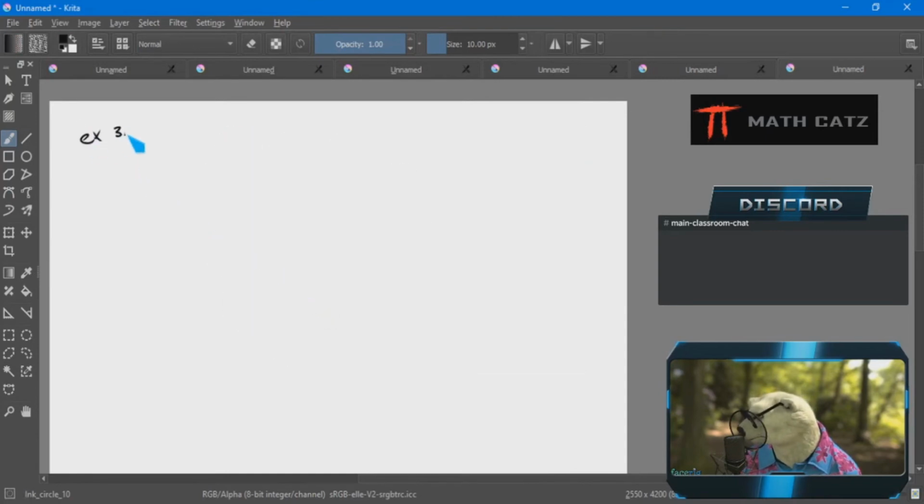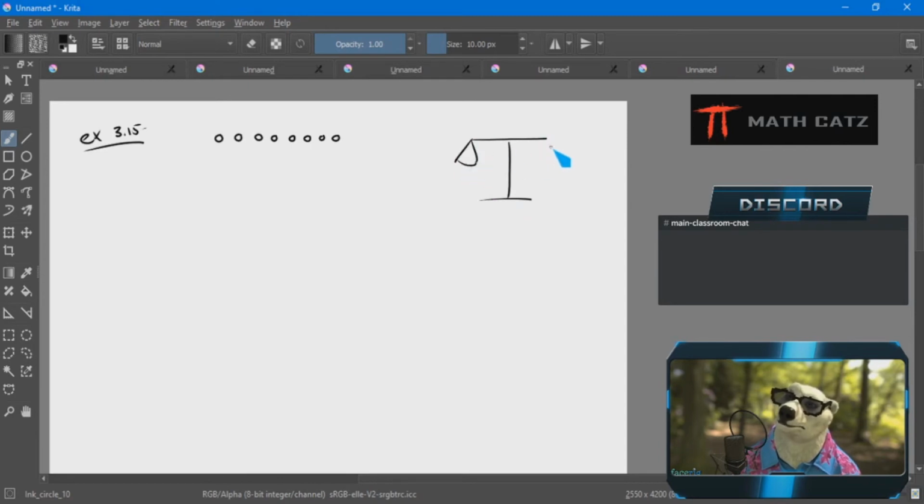Example 315. I have my 8 marbles. They are identical. I have a balance scale, which is a little scale here with 2 little areas where I can place stuff, and then whichever side's heavier, it'll tip to that side. Okay? And if they're perfectly the same weight, it'll stay level.